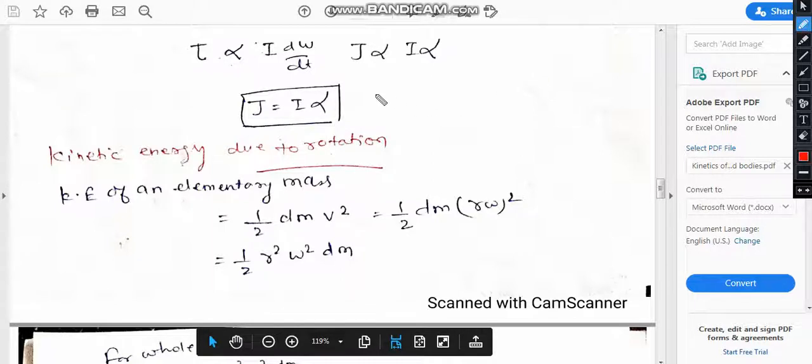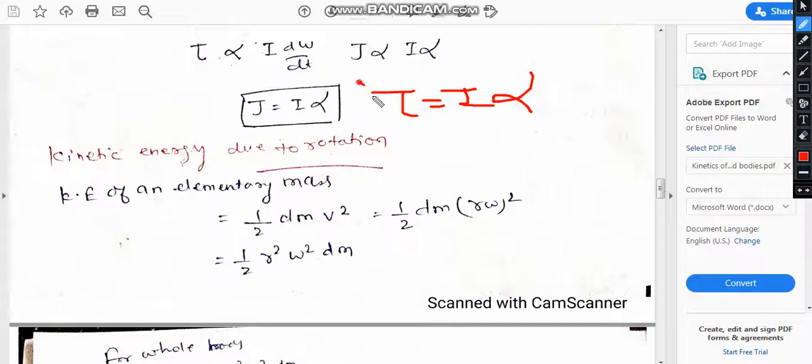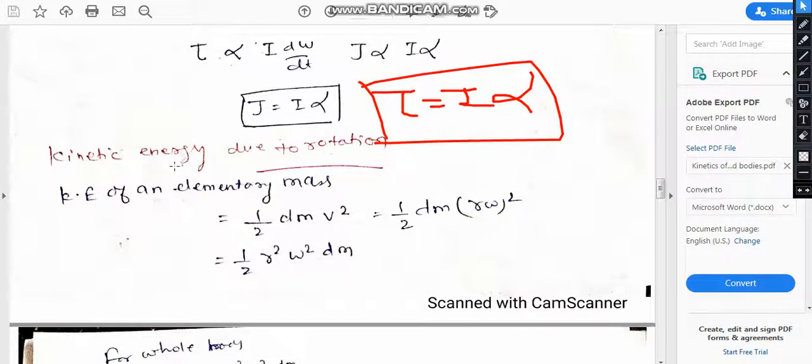This is your torque is equal to I alpha. Now the kinetic energy due to rotation. The kinetic energy due to rotation is half dm into v square. Again we know that v is r omega. So half r square omega square into dm, and dm into r square is nothing but the moment of inertia of the whole body.